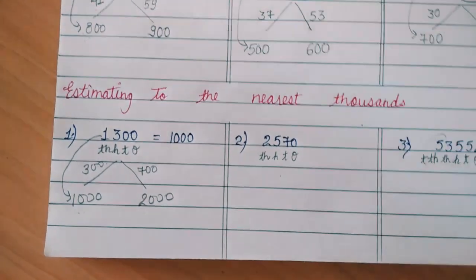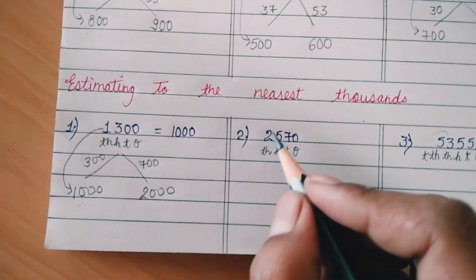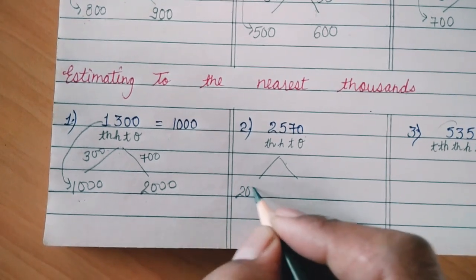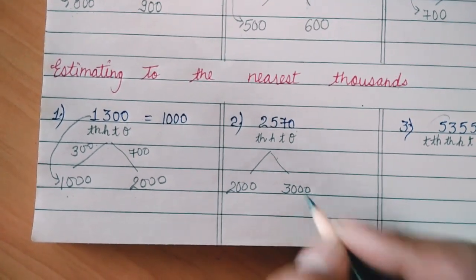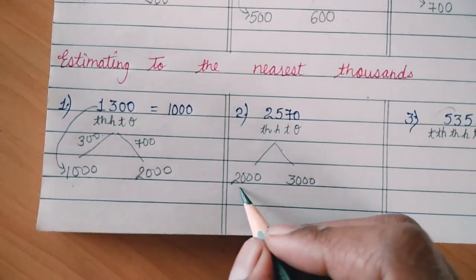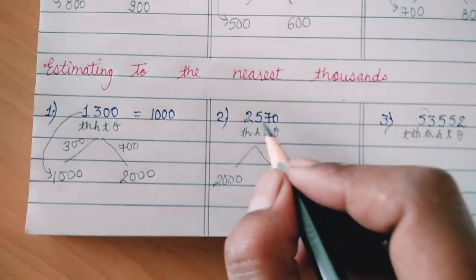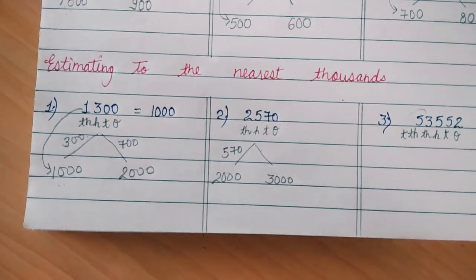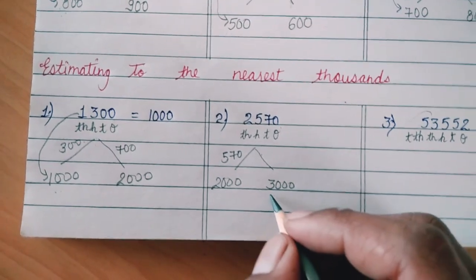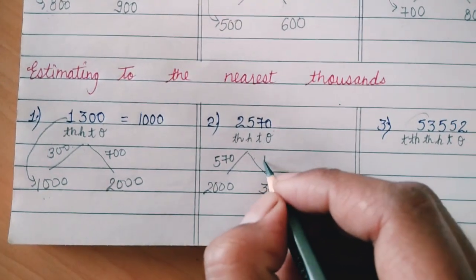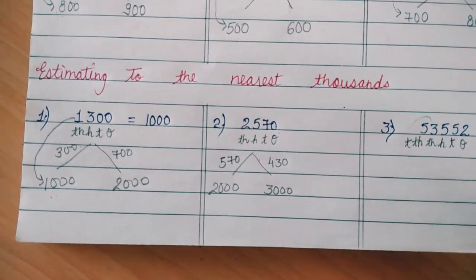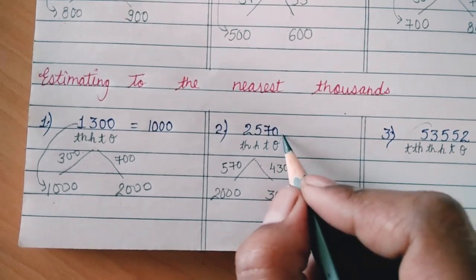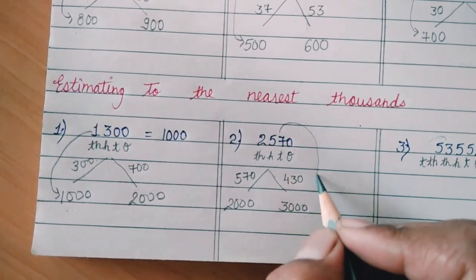Next one is 2570. How many thousand? 2000. So it is coming in between 2000 and 3000. When we are moving from 2000 to get 2570, we have to take 570 steps. And when we are moving from 3000, we have to take only 430 steps to reach 2570. So we will move with the last step.